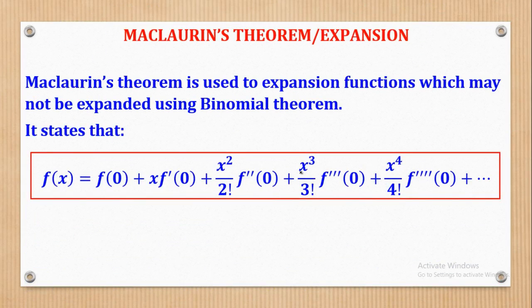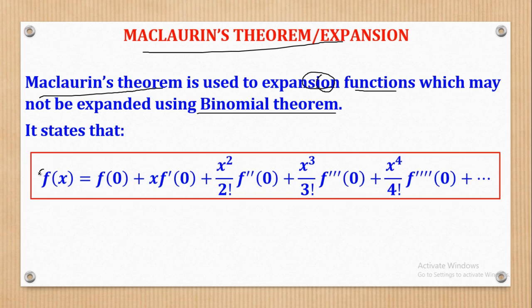So now we shall go to the next part, which is Maclaurin's expansion or Maclaurin's theorem. Now Maclaurin's theorem is used to expand functions, to expand functions which may not be expanded using the binomial theorem. There are some functions which have, for example, exponentials, natural logarithms, log, or cosine, sine, such functions, you cannot use binomial expansion. Therefore, we opt for Maclaurin's expansion.